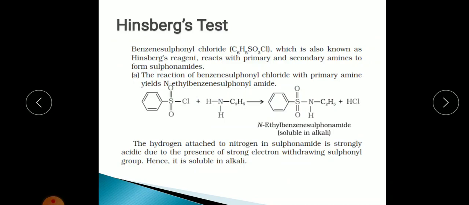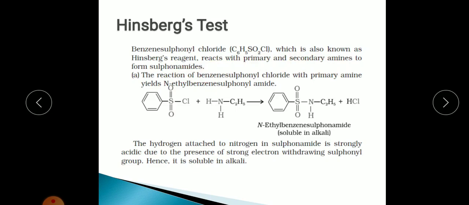In today's class, we'll see how we can distinguish between primary, secondary, and tertiary amines by Hinsberg reagent, or we also call it the Hinsberg test. So, benzene sulfonyl chloride, C6H5SO2Cl, is also known as Hinsberg reagent. It reacts with primary and secondary amines to form sulfonamides.